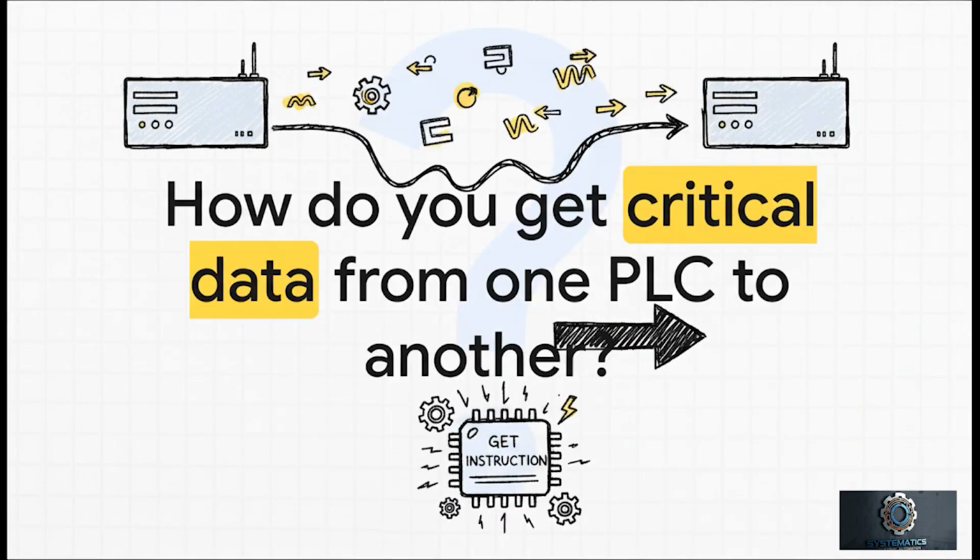So, picture this. You've got two PLCs humming away on your network. One of them is reading a critical temperature, or maybe it's keeping track of the production count. The other PLC needs that data, and it needs it now. So how do you bridge that gap? How do you get that piece of information from point A to point B reliably whenever you ask for it? Well, that's exactly the problem the Get instruction was built to solve.